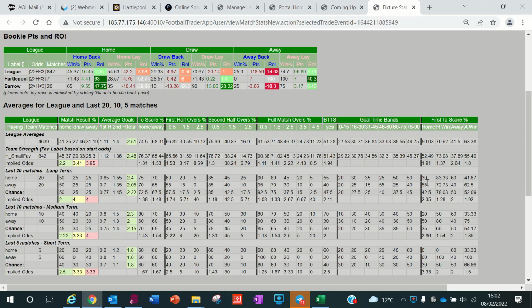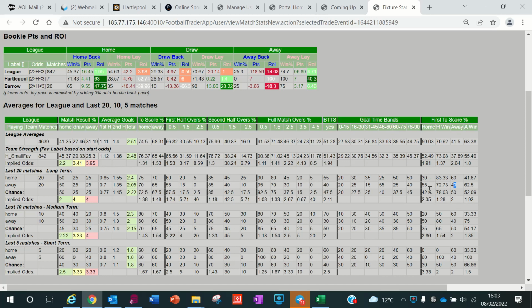the home side, Hartlepool, they've only taken the lead in 30% of their games. But when they do take the lead, they've won 83% of the times. When the away team take the lead in 60% of the matches, they've only gone on to win 41.67% of the time. Again here, Barrow, when the home side have taken the lead in 55% of the games, they've gone on to win 72%. When they've taken the lead in 40% of the games, they've gone on to win 62%.